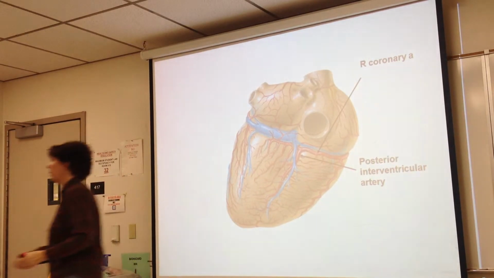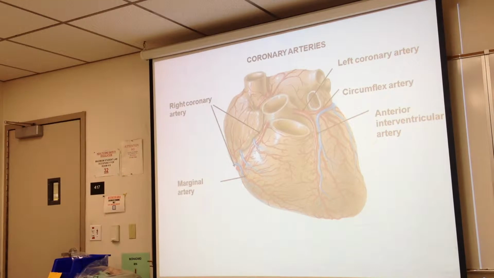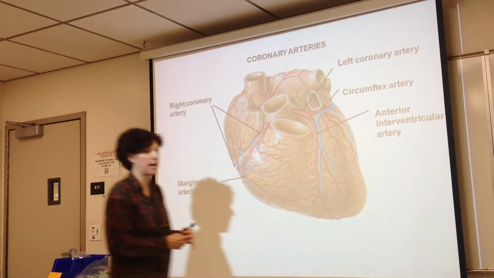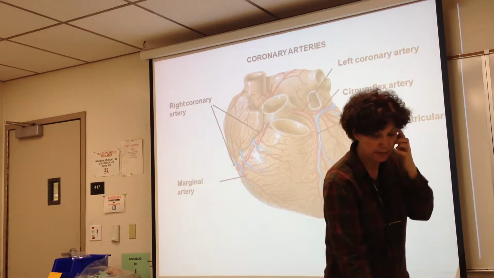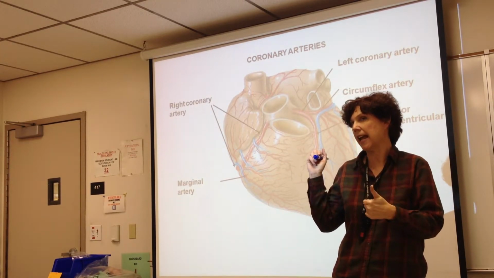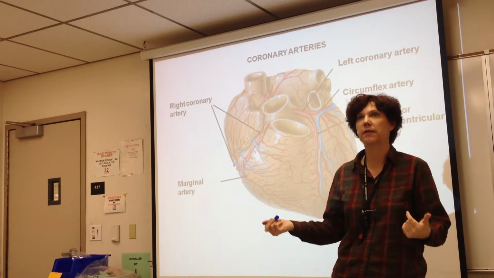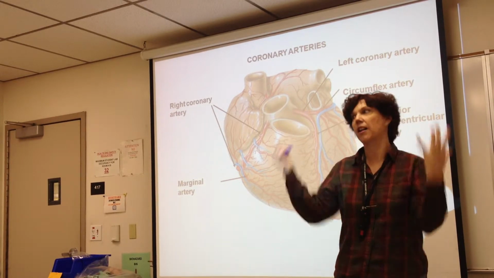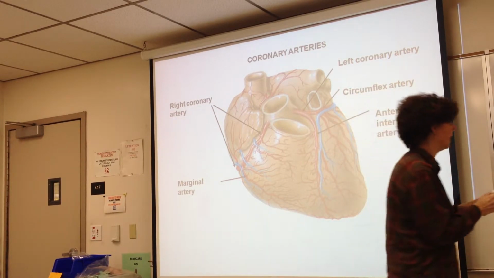Okay? So let's go back to this image here, and we'll start with the great cardiac vein. Some books call it the anterior interventricular vein, where it travels with the anterior interventricular artery, but then it travels with the circumflex artery. So I just call it great, middle, and small cardiac.